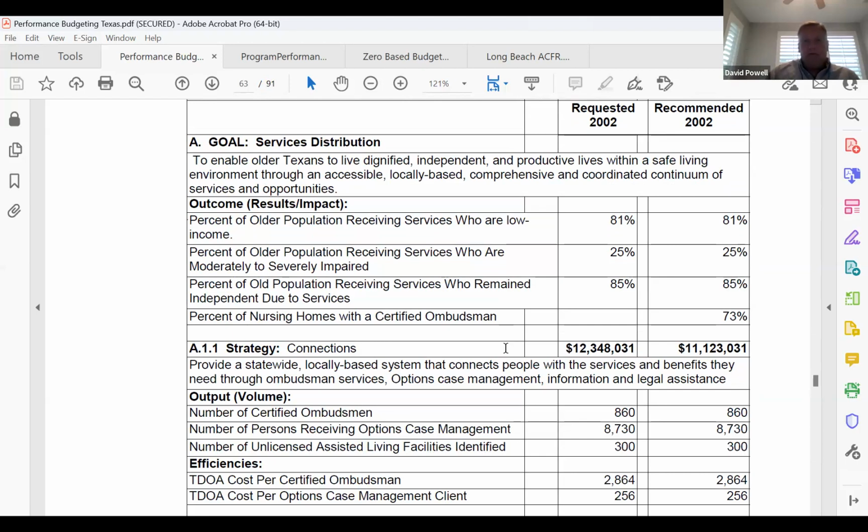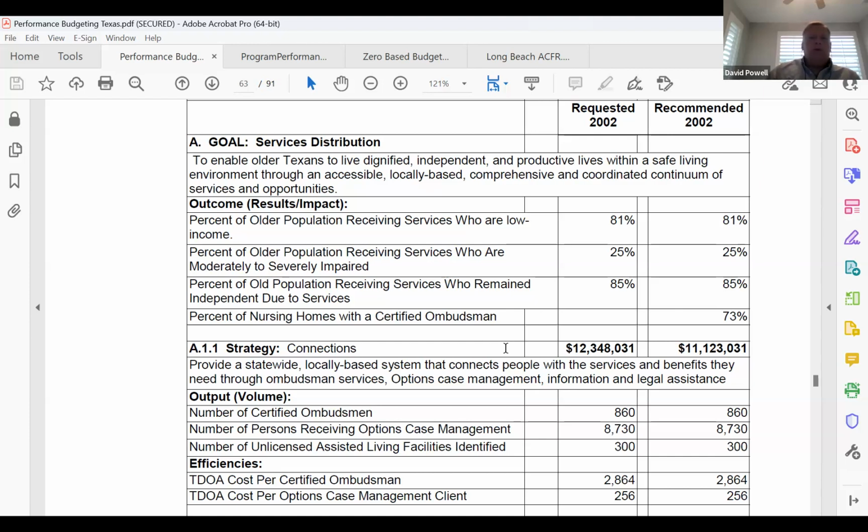So this is primarily around ombudsmanship. Options, case management, information, and legal assistance. So we've got 4 different things going on there. Ombudsman services is going to take up a good bit of it. Case management will take up a lot of the resources that we are spending, that we are using up in order to try and achieve this strategy.